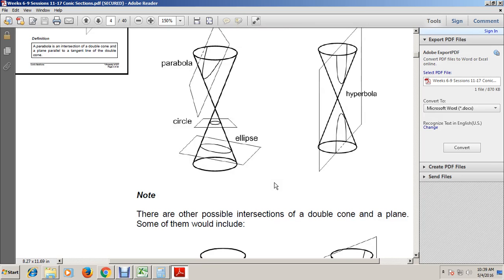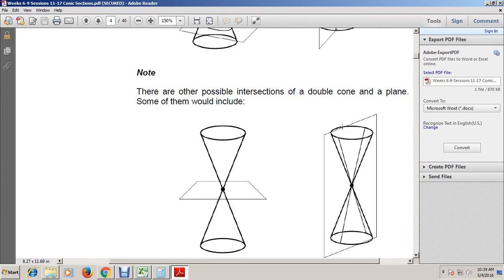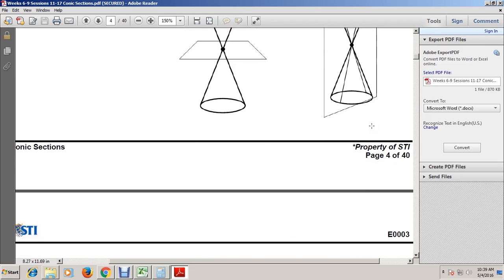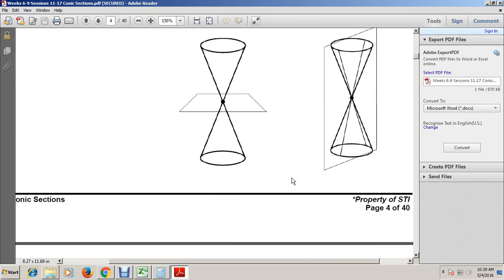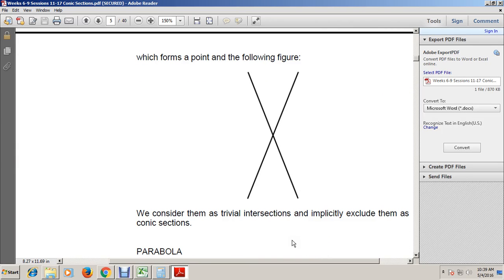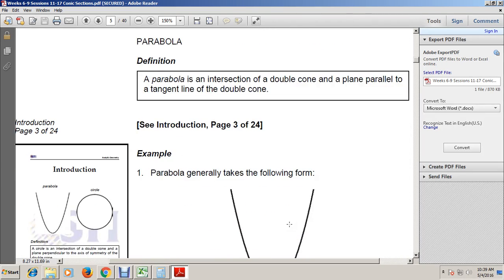Note that there are other possible intersections of a double cone and a plane. Some of them would include the point and the crossing of two lines, which forms this figure. Now we consider these two figures, the point and this cross section of two lines, as trivial intersections, and implicitly exclude them as conic sections. Okay, so we'll now be focusing individually on the conic sections that were presented earlier.